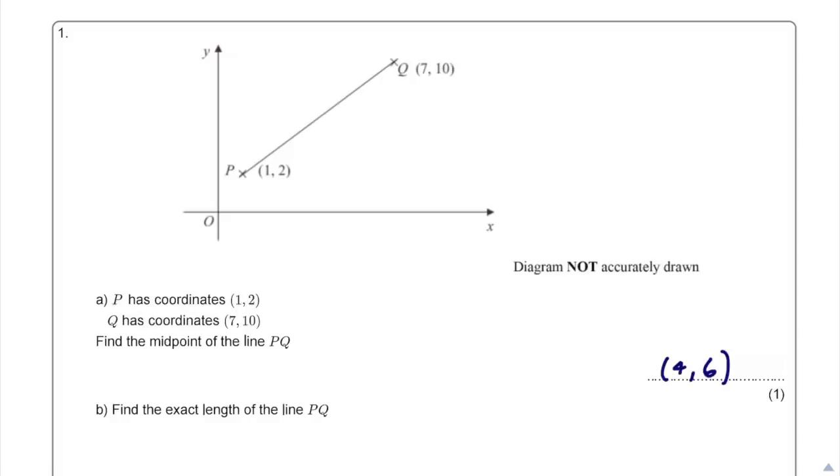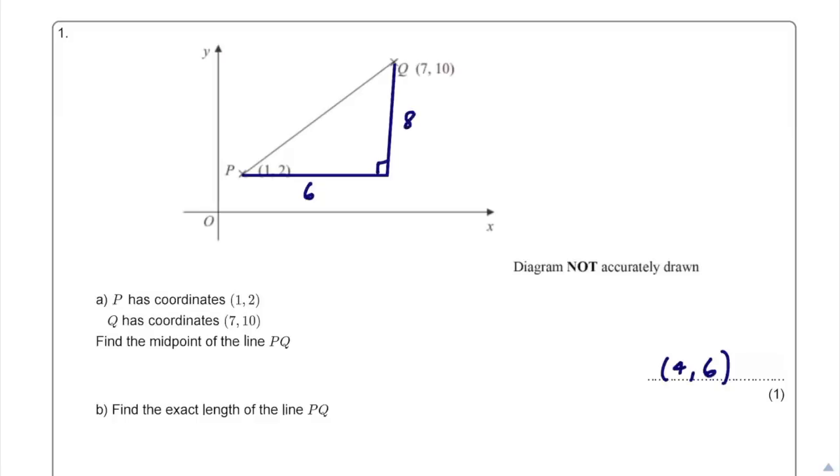Part B says find the exact length of the line PQ. Okay, so what we need to do for this is we need to work out how many units we've moved parallel to the x-axis and how many units we've moved parallel to the y-axis. So what's going to happen is there's going to be a right angle here because the x-axis is obviously perpendicular to the y-axis. And if we start at the coordinate 1, 2, and we need to get to the x-coordinate of 7, that means we go 6 units across. And then if we start at the y-coordinate of 2, and we need to get up to the y-coordinate of 10, that means we go up 8 units.